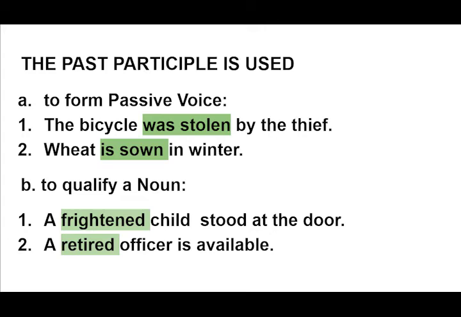It is also used to qualify a noun. For example, a frightened child stood at the door. See the underlined word frightened. The second sentence, a retired officer is available. Here, frightened and retired are qualifying the noun child and officer.